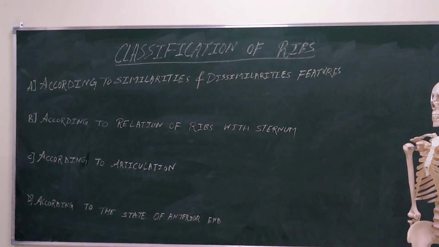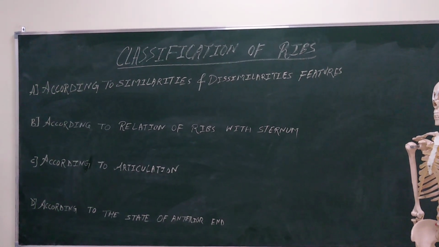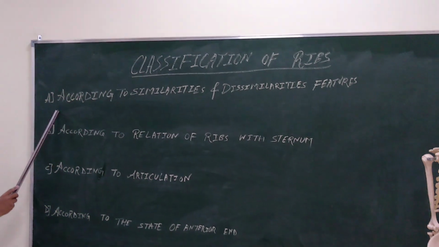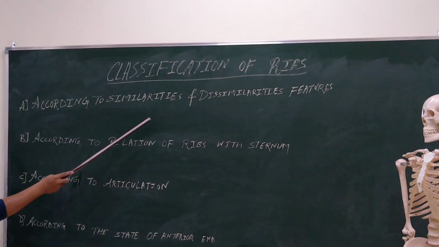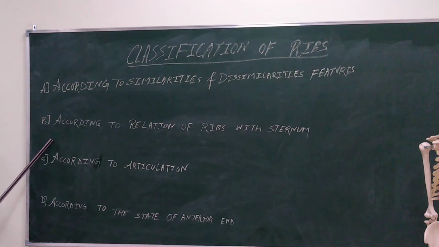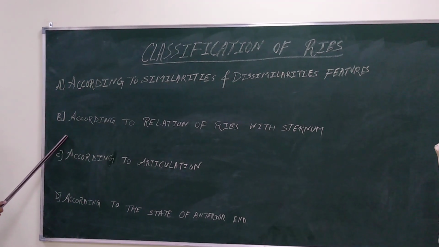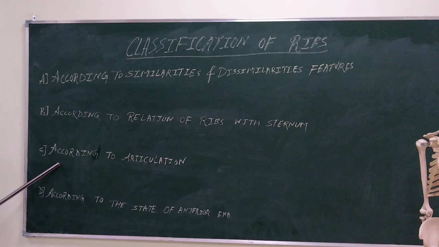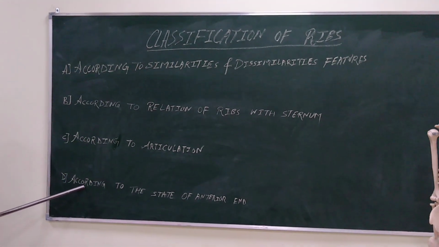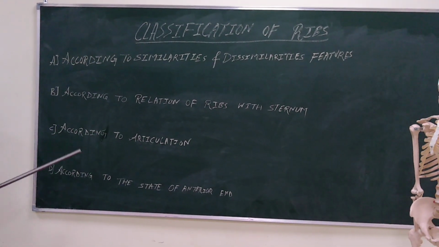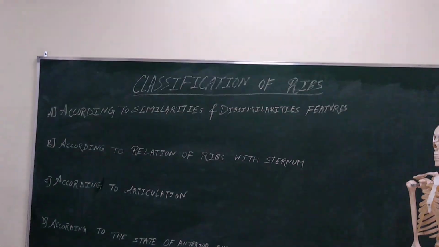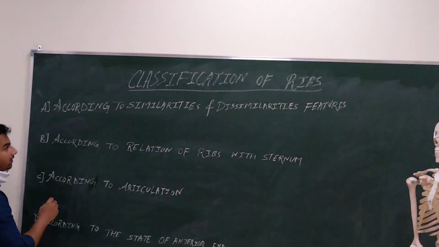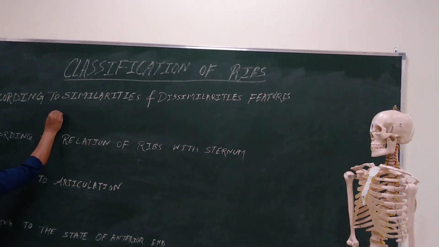Today I am starting the classification of ribs. These are of four types. First one is according to similarity and dissimilarity features. Second one is according to the relation of ribs with the sternum. Third one is according to articulation, and fourth is according to the state of the anterior end. Now, according to similarity and dissimilarity features.